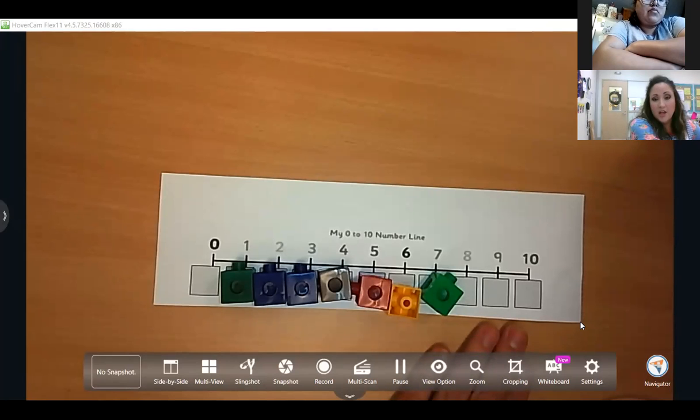And a number line can go, this one just stops at 10, but your number line can go much higher than that. In 4K, or excuse me, in 5K, they are just going to add within 10. Any questions about the number line?